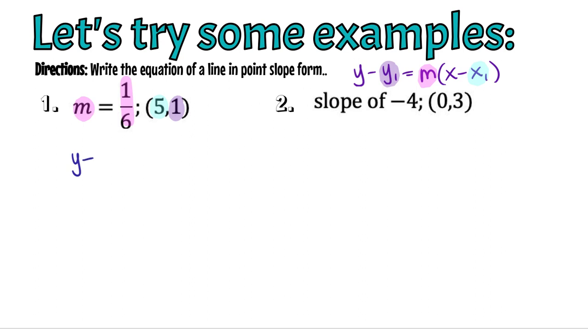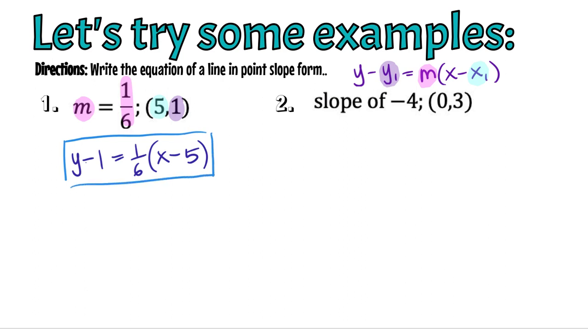So this gives us y minus, our y value is 1, equals m, which is 1/6, times x minus our x value, and our point is 5. So this is our point slope form.